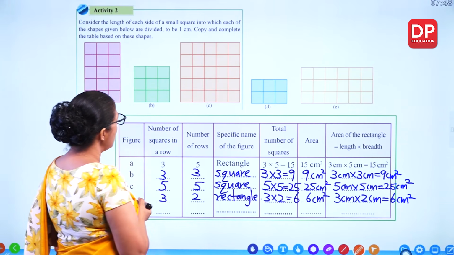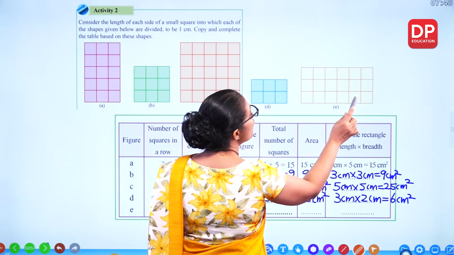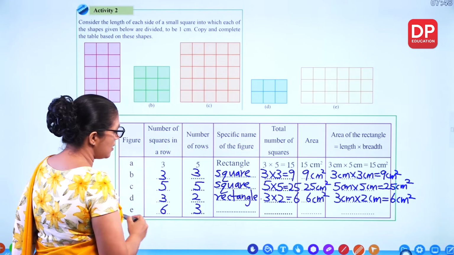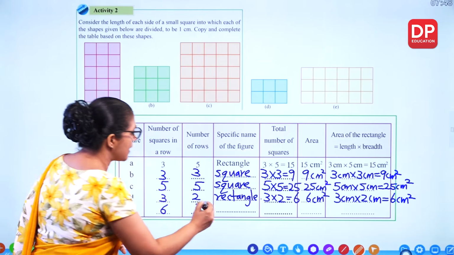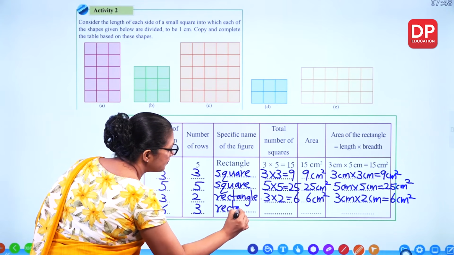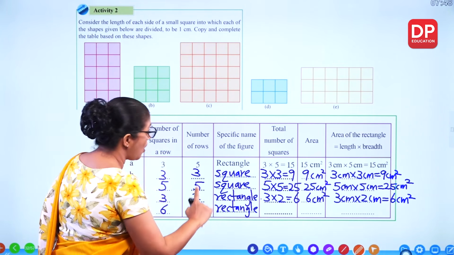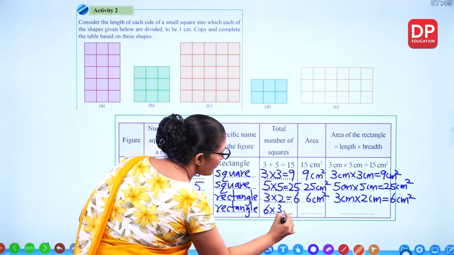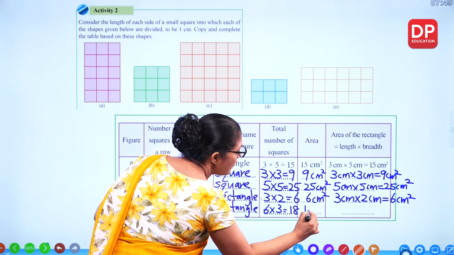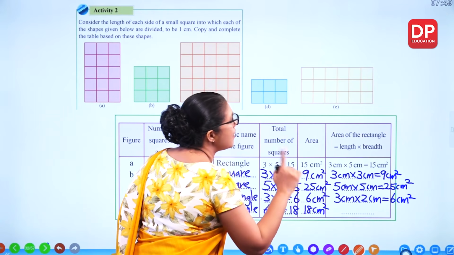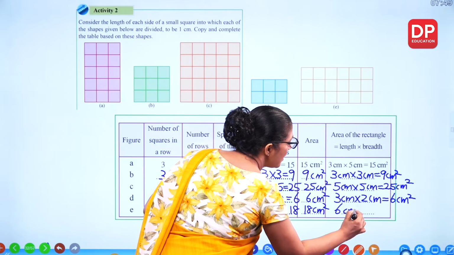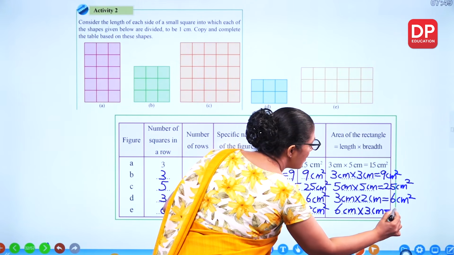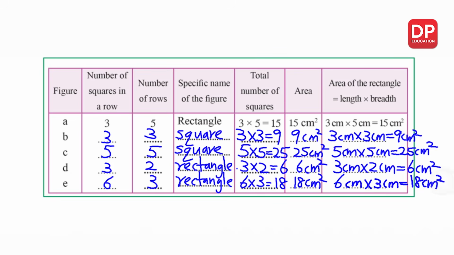And the last shape, E. How many squares in a row? 1, 2, 3, 4, 5, 6. How many rows? 3. So these are different. So that's a rectangle. So how many squares are there? 6 times 3. You get 18. So the area is the same. And when you multiply length into breadth, you get the area. That's 18.